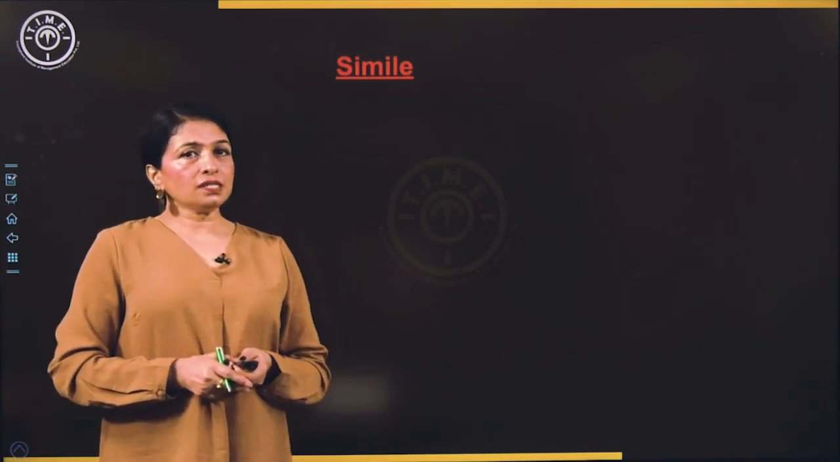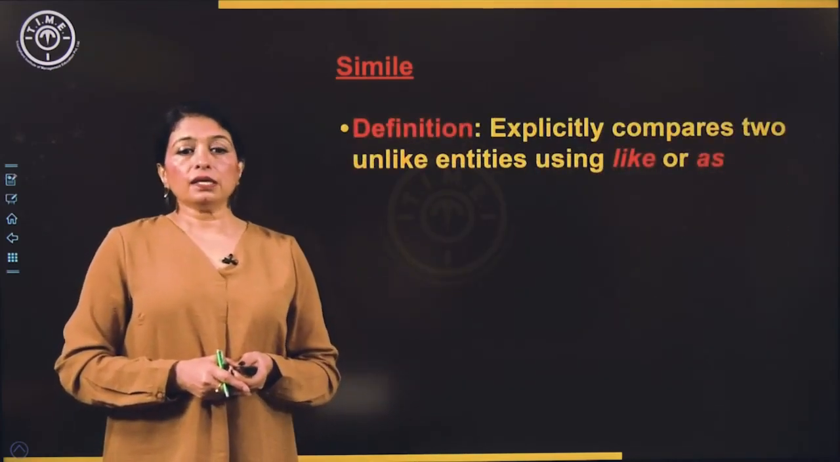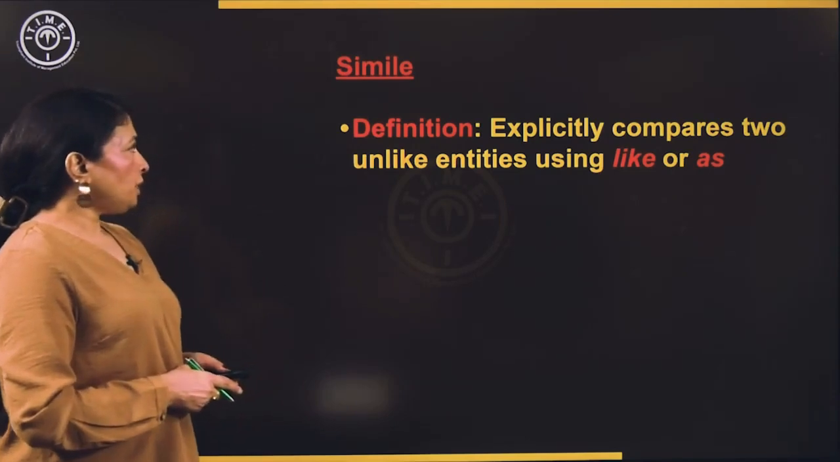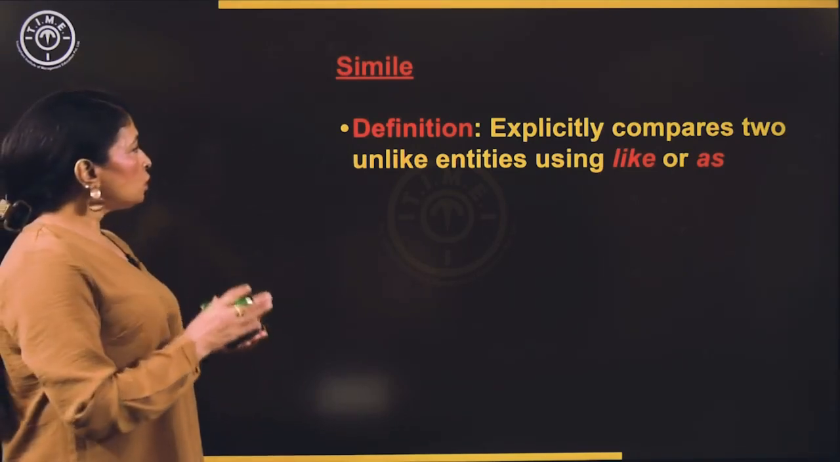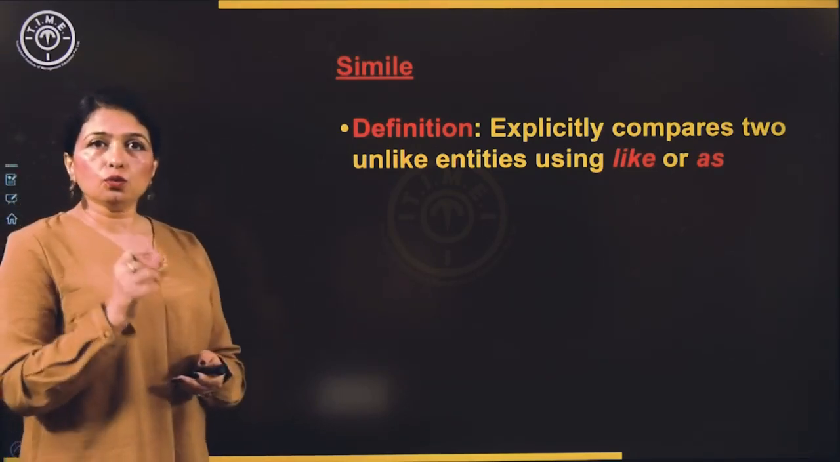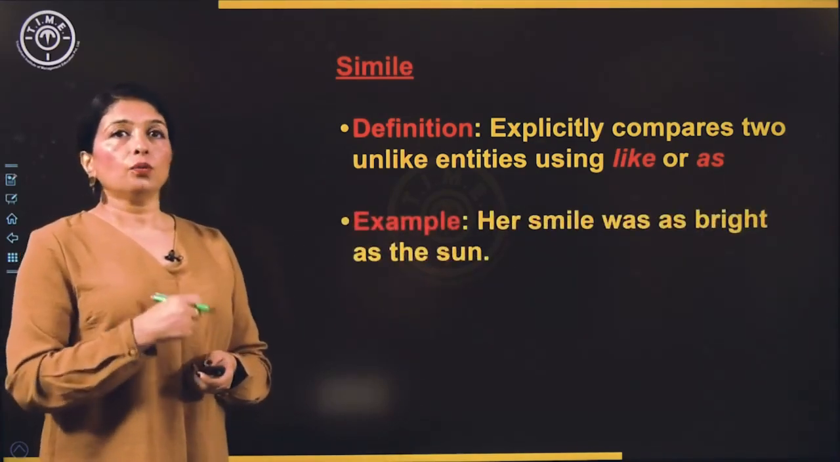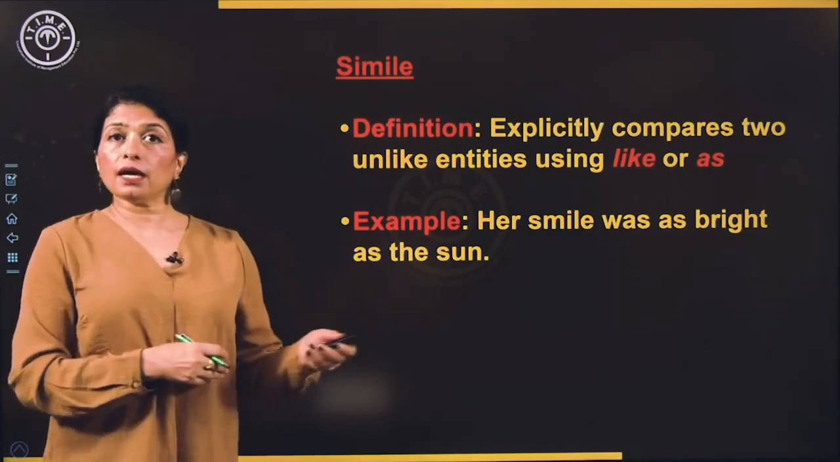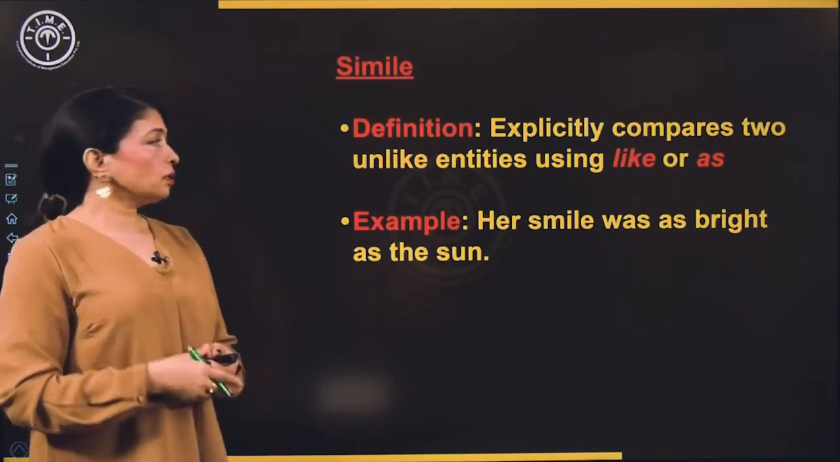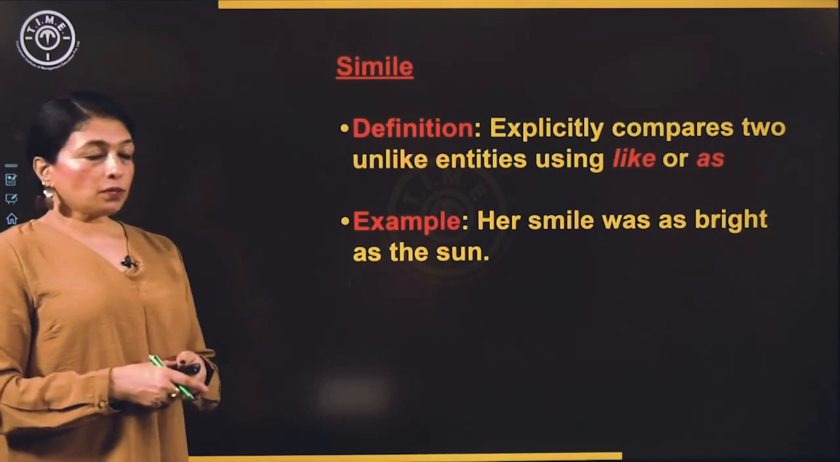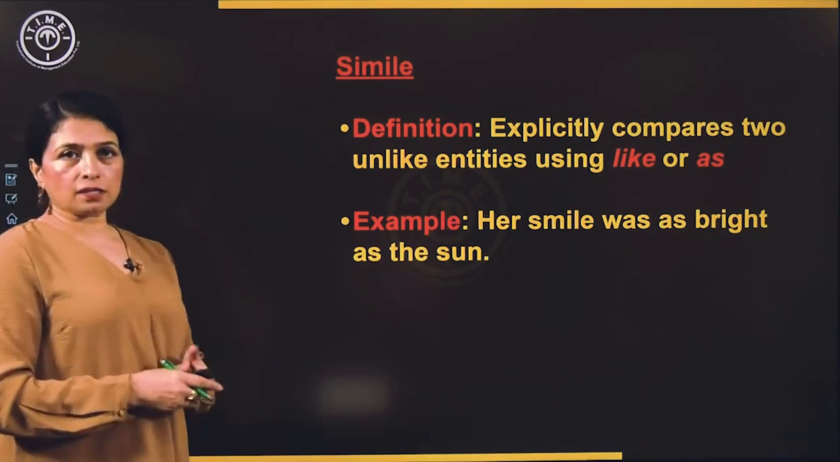So what is a simile? A simile is that figure of speech which compares two unlike entities using the words like and as. So a simile is that which uses like and as, and therefore it's a direct comparison. We have an example. Her smile was as bright as the sun.